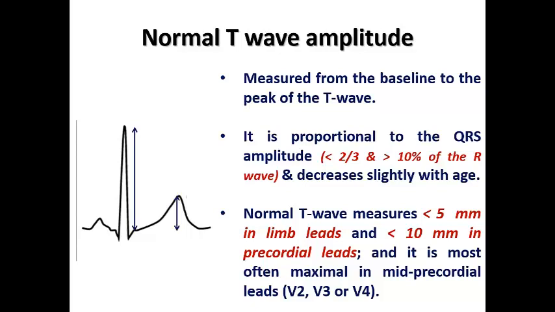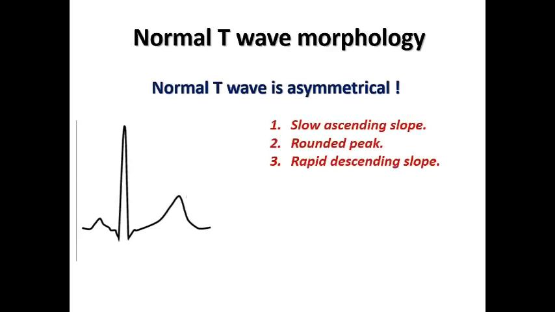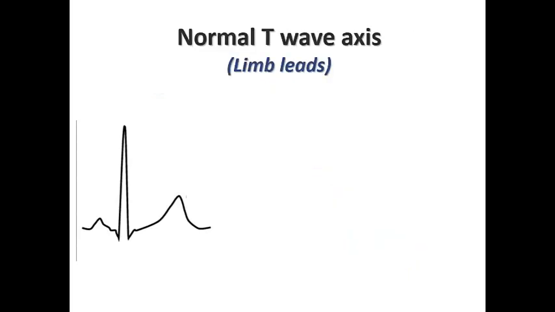Regarding the morphology, of course, we remember T-wave has an asymmetrical morphology: slow ascending slope, rounded peak, and rapid descending slope. And even when it is inverted in a lead showing a negative complex, it is always asymmetrical, and this asymmetry is more pronounced with bradycardic rhythm.